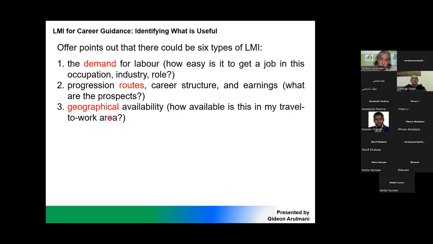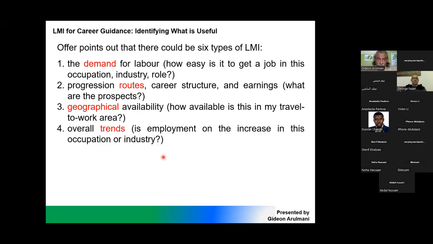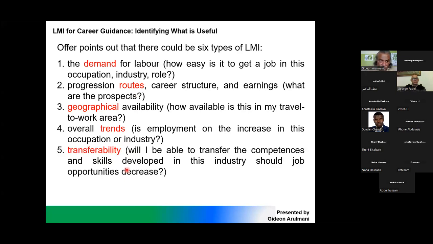Geographical area, there is this massive rural-urban shift that you find in many countries. Now, when they come to the cities thinking, I've arrived in the city and now I will get a great job. No, you won't. Perhaps there's a better job, more wholesome job for you where you are. So geographical availability, something that we need to start becoming familiar with. Overall trends that we've spoken about.